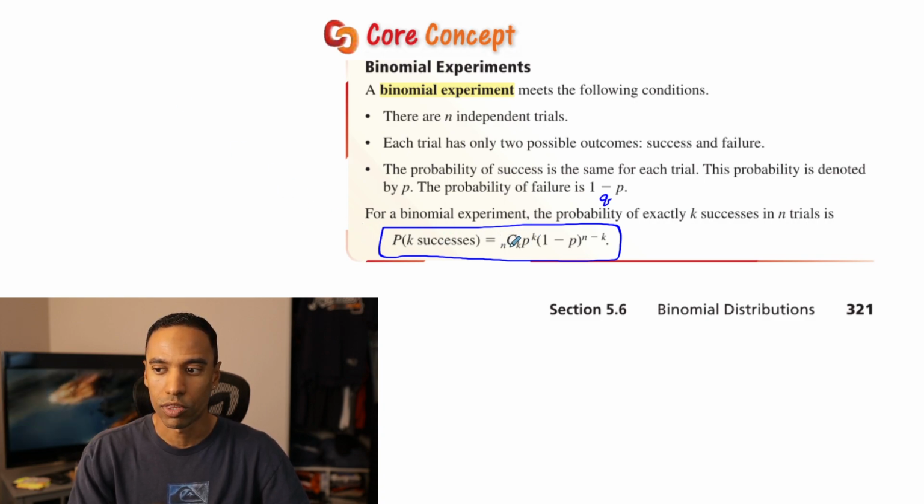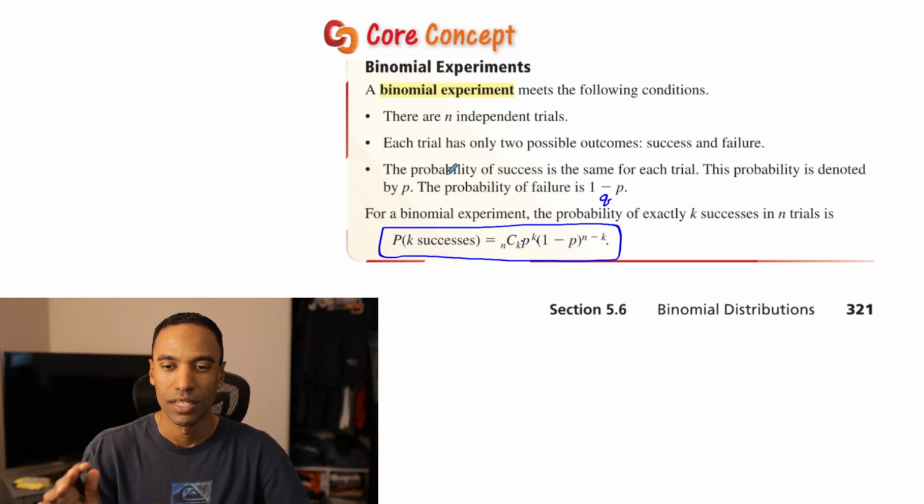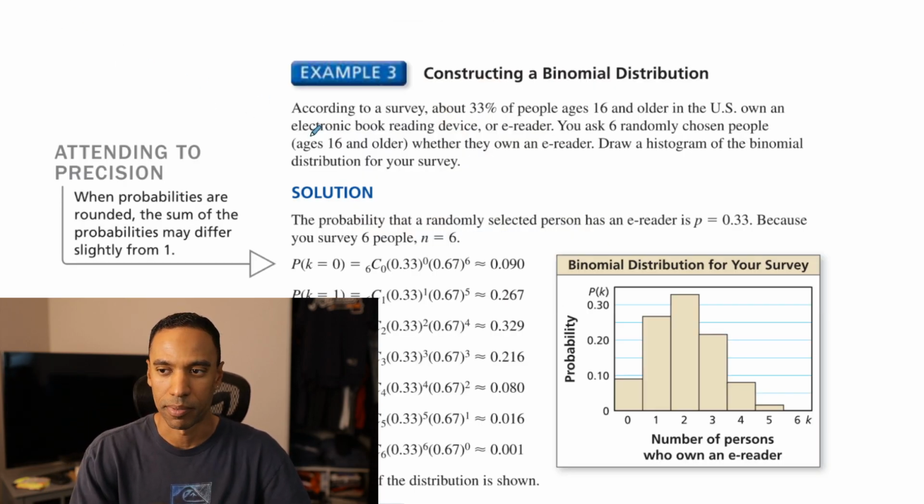Now, here's what the formula says. N choose k times the probability of success raised to the k power, times the probability of failure raised to the n minus k power. It's really hard for me to interpret right now without doing some examples with you.